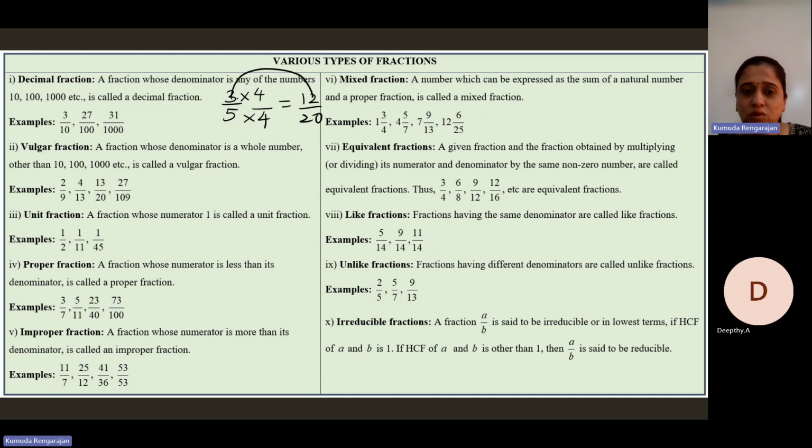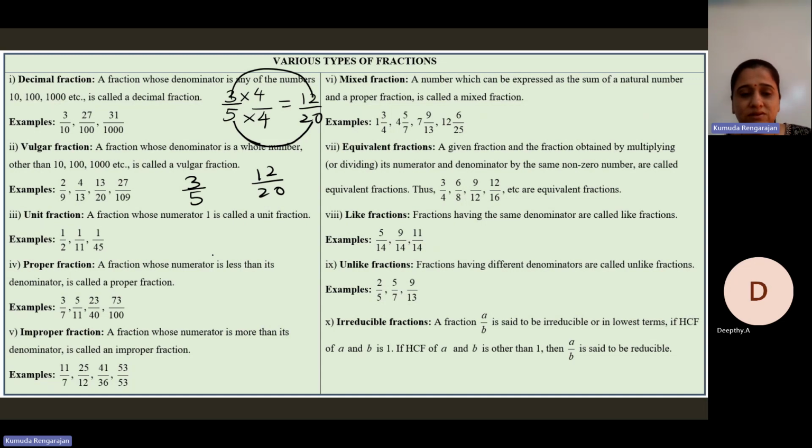Because we originally had this fraction 3 by 5, we multiplied the numerator and the denominator of this fraction by 4, and the new fraction we got was 12 by 20. The original fraction 3 by 5 and 12 by 20 are called equivalent fractions because they look different, but their value is the same. Again, what do we understand by that? 3 by 5 and 12 by 20, they look different, but their value is the same.